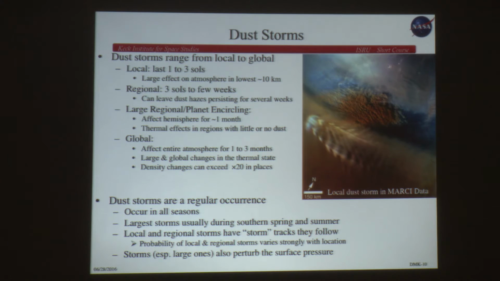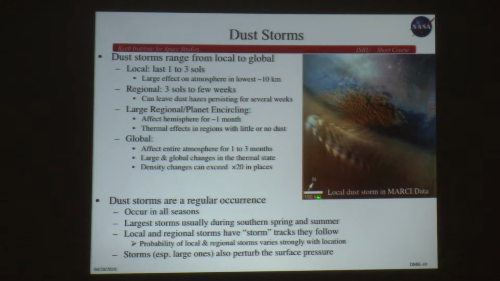The other way that we get dust in the atmosphere is dust storms. Dust storms range on all scales. This is what you would think of on Mars as a standard storm. You see them routinely. There is a dust storm going on just about all the time. They occur at all seasons.